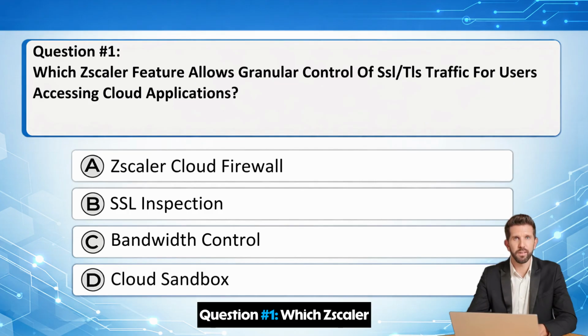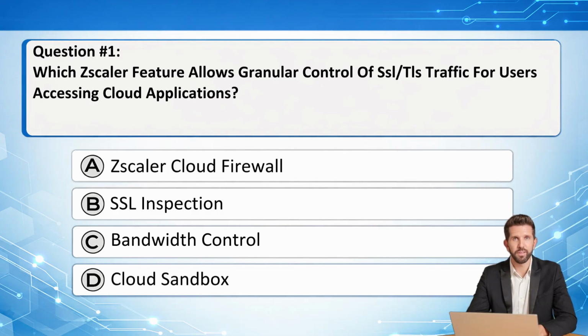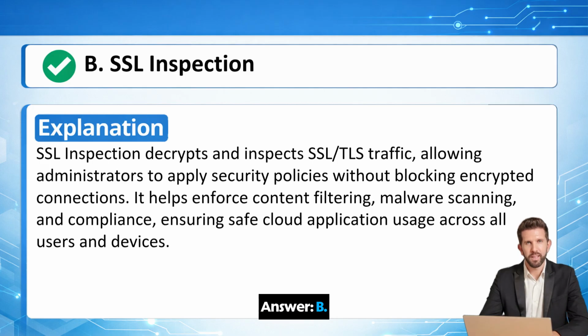Question number 1. Which Zscaler feature allows granular control of SSL/TLS traffic for users accessing cloud applications? A. Zscaler Cloud Firewall. B. SSL Inspection. C. Bandwidth Control. D. Cloud Sandbox. Answer: B.